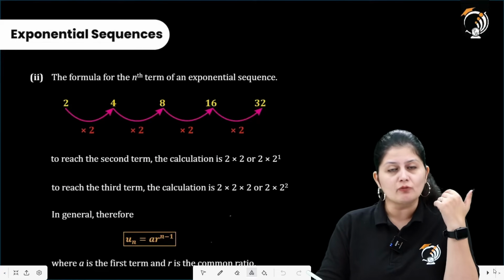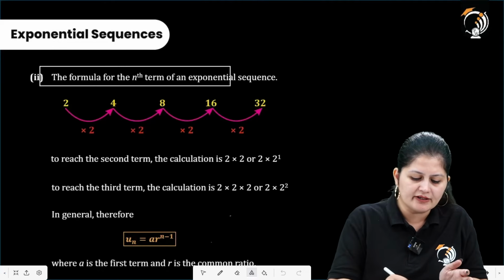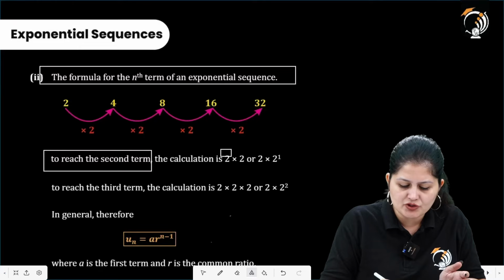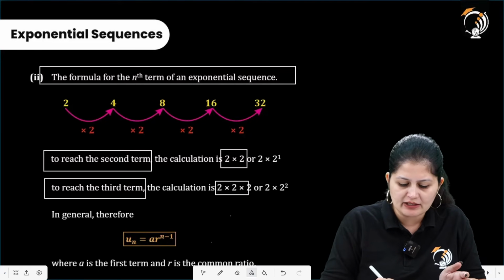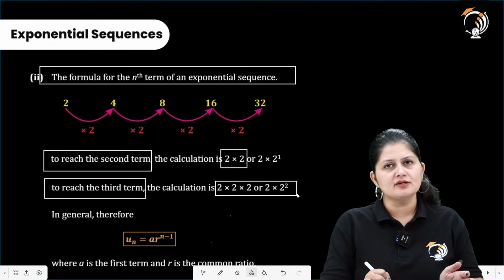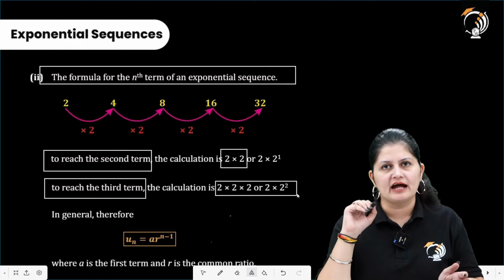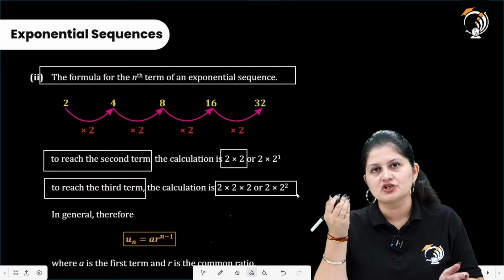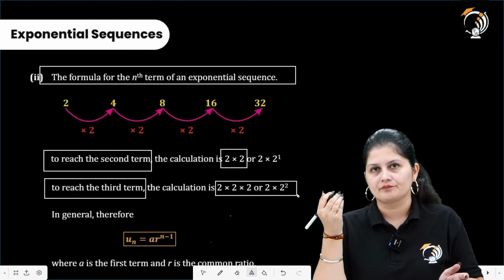Now talking about the general formula, right? If I talk about the formula for the nth term of an exponential sequence, to reach the second term, the calculation is 2 multiplied with 2, right? To reach the third term, the calculation is 2 multiplied with 2 multiplied with 2, or we can say 2 multiplied by the square of 2. Then the general formula goes as the first term multiplied with the common ratio that we can observe, raised to the power n minus 1.